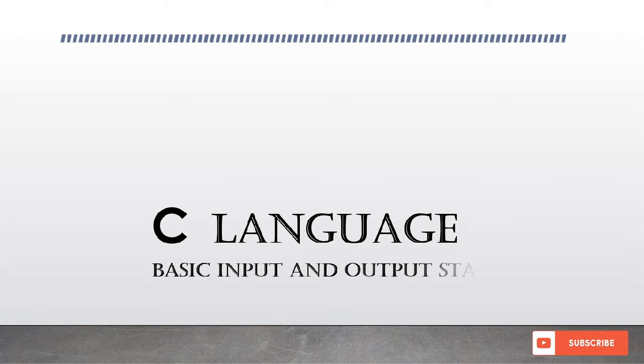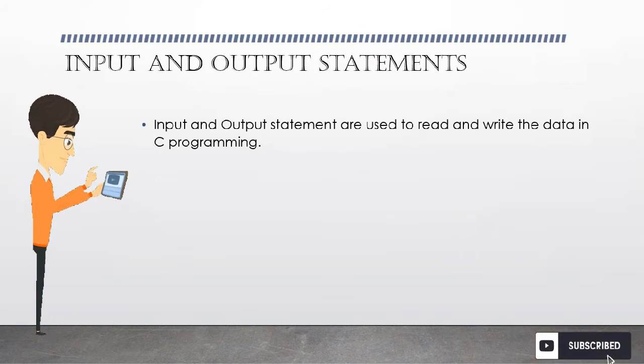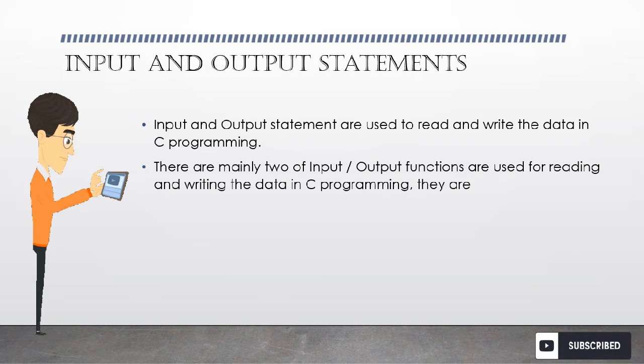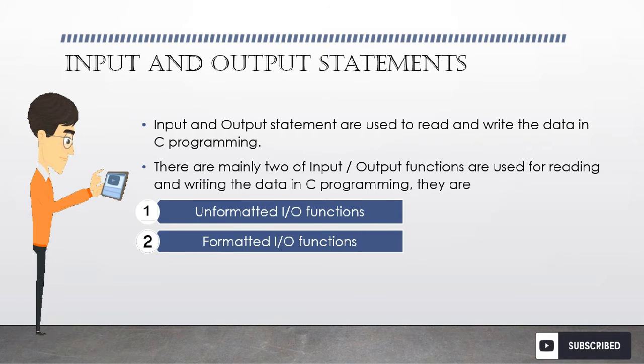Welcome to C Language Basic Input and Output Statements. Input and output statements are used to read and write the data in C programming. There are mainly two types of input-output functions used for reading and writing the data in C programming. They are unformatted IO functions and formatted IO functions.